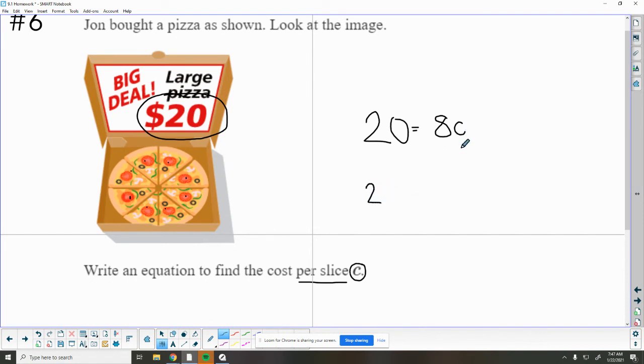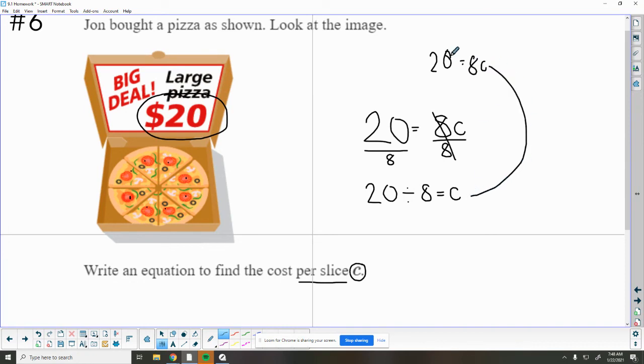So we could also undo this, and the opposite of multiply is to divide. So if I do 8 divided by 8, that just cancels it out to make a 1. 1C is what we're looking for, is 1 slice. But whatever we do to one side, we have to do to the other. So our other equation we could do is 20 divided by 8 equals C. So we can say 20 equals 8 C's, or 20 divided by 8 equals C. These are going to give us the same answer here.